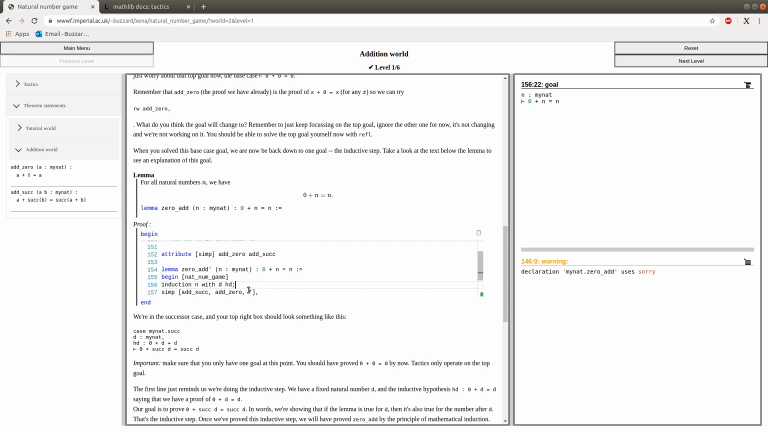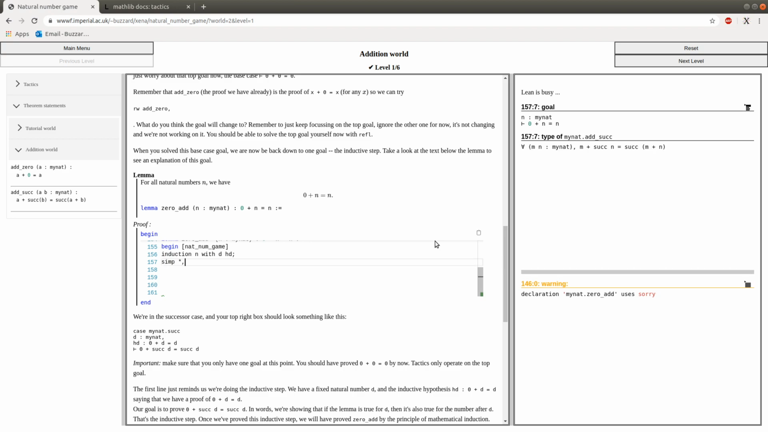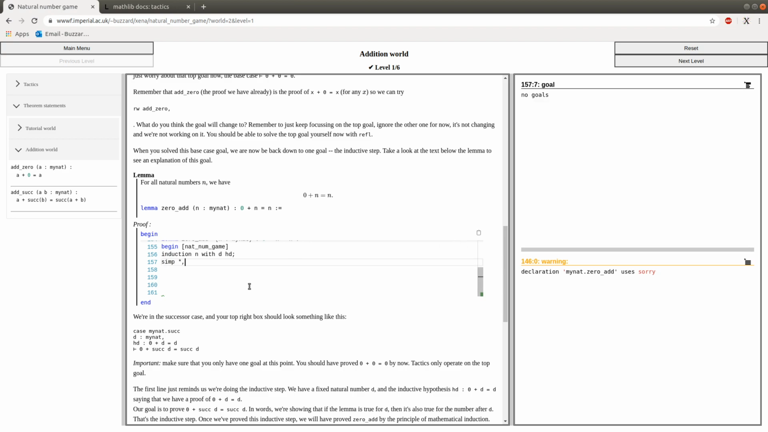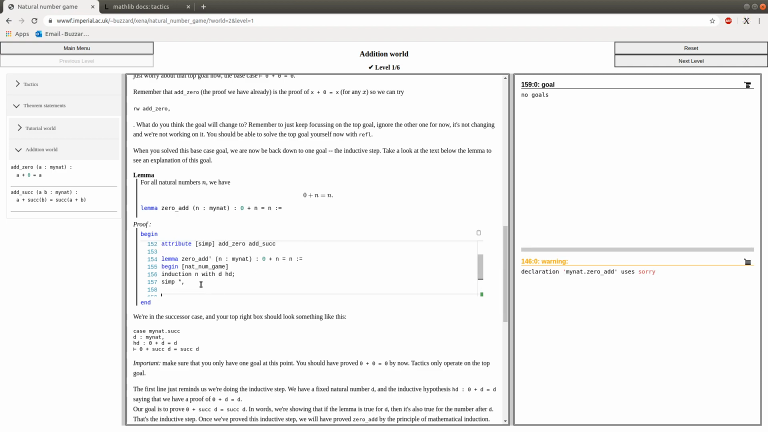So now I suspect that I can just delete these. I can probably now just do simp star. There, you see, so there you go. So there's another proof. Having hacked the simplifier, we can now give a simpler proof.